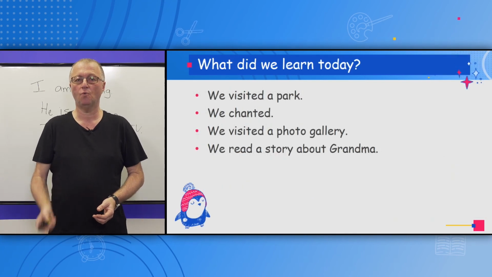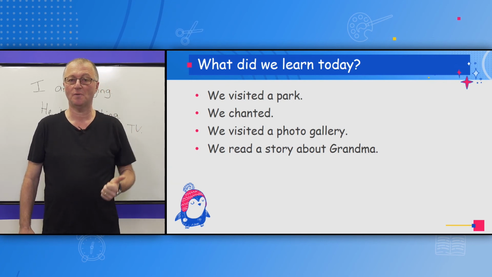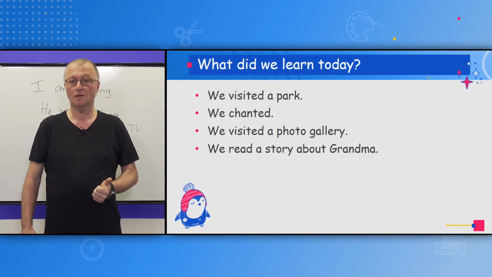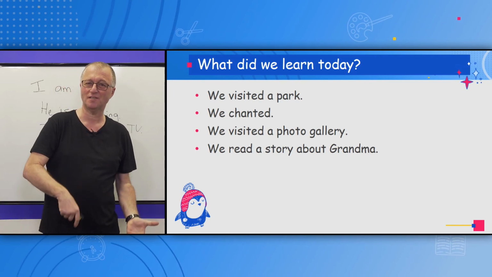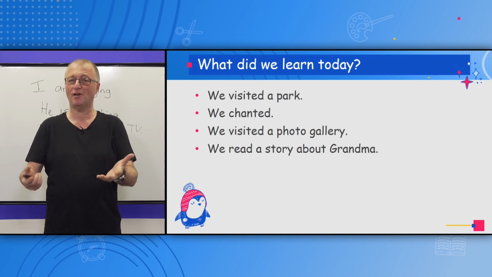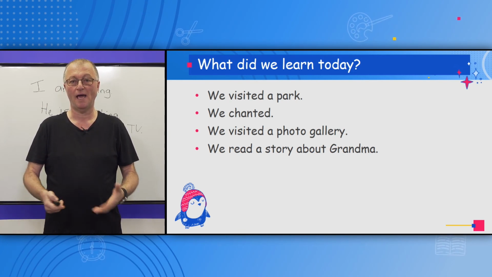Okay, so what did we learn today? Well, we visited a park. Do you remember the park we went to in the beginning of the lesson? We chanted about the baby crying and the people dancing. We visited a very strange photo gallery, and we read a story about grandma and her knitting.